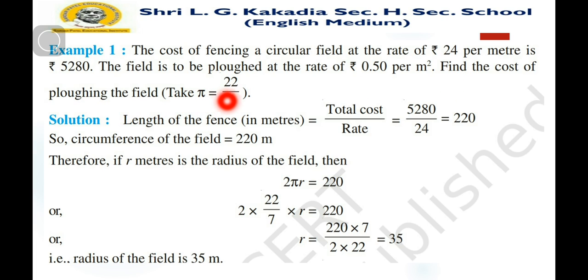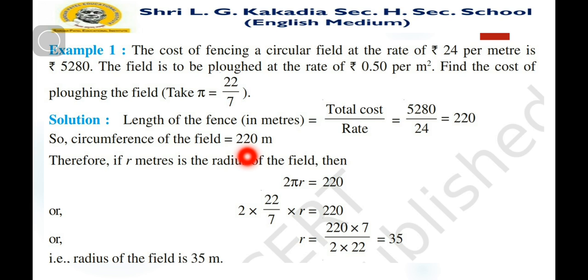Take pi equal to 22/7. First we have to find the radius of the circle, because we know that the area of the circle is pi r square. So we should know the radius of the given field.